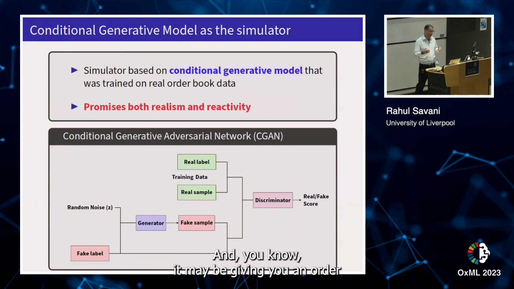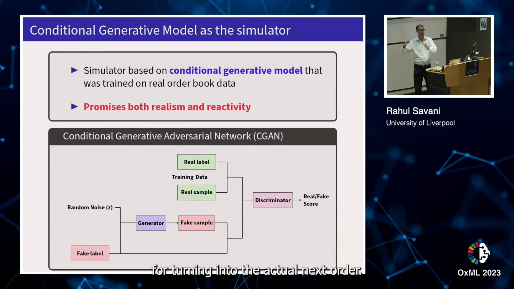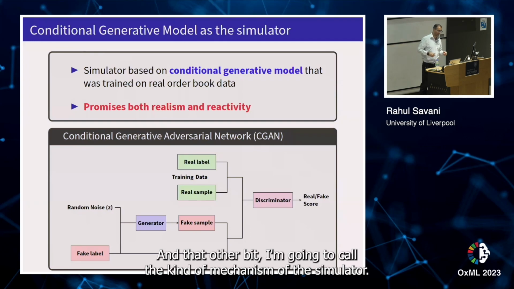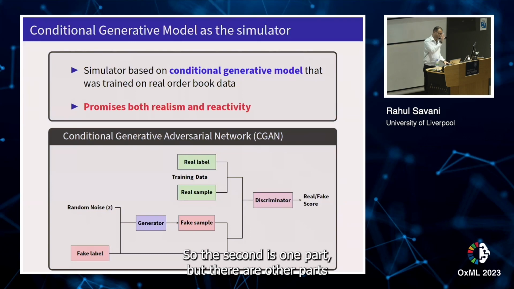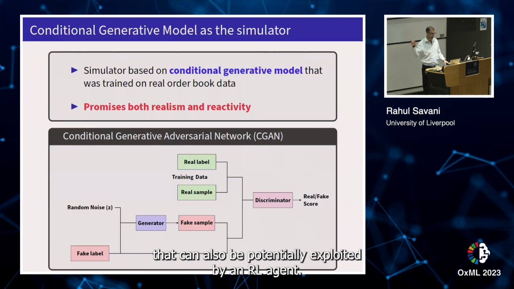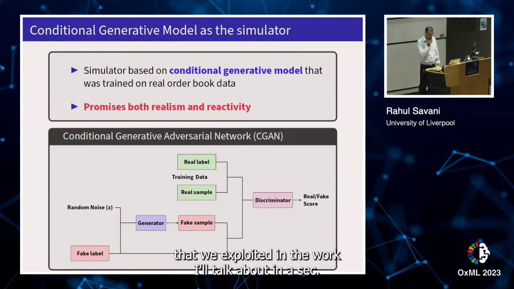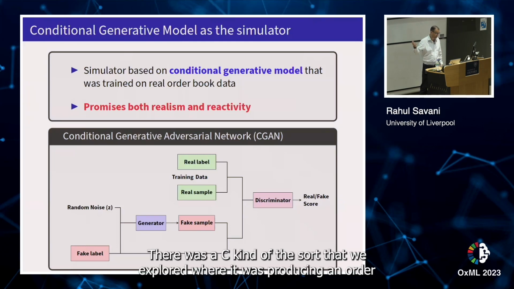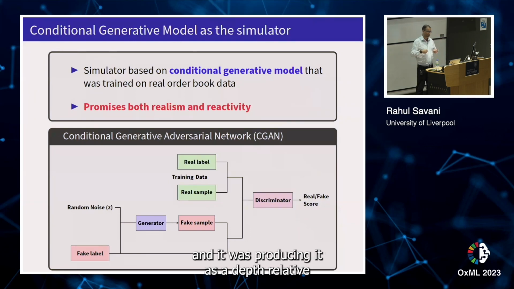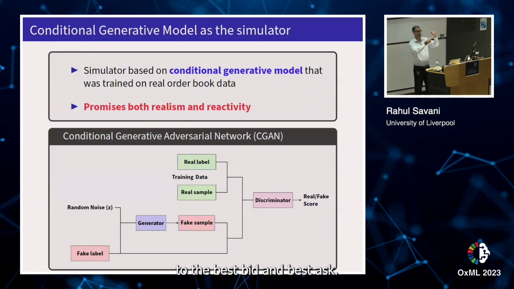And it may be giving you an order that is not fully specified, and then you have some rule for turning it into the actual next order. And that other bit I'm going to call the mechanism of the simulator. So the CGAN is one part, but there are other parts that can also be potentially exploited by an RL agent. Concretely, I'll give you one example of something that we exploited in the work I'll talk about in a sec. There was a CGAN of this sort that we explored where it was producing an order and it was producing it as a depth relative to the best bid and best ask.